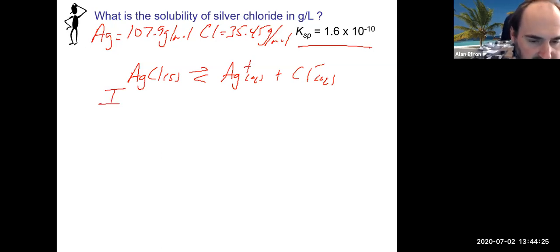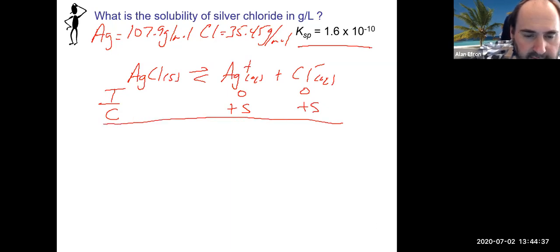So initially, again, solid on the left here, not going to worry about it. We got 0 and 0. Again, we're going to use that S instead of X, so plus S and plus S, which means at equilibrium we have S and S. So very similar to a regular ICE table, again, just using some different letters there.